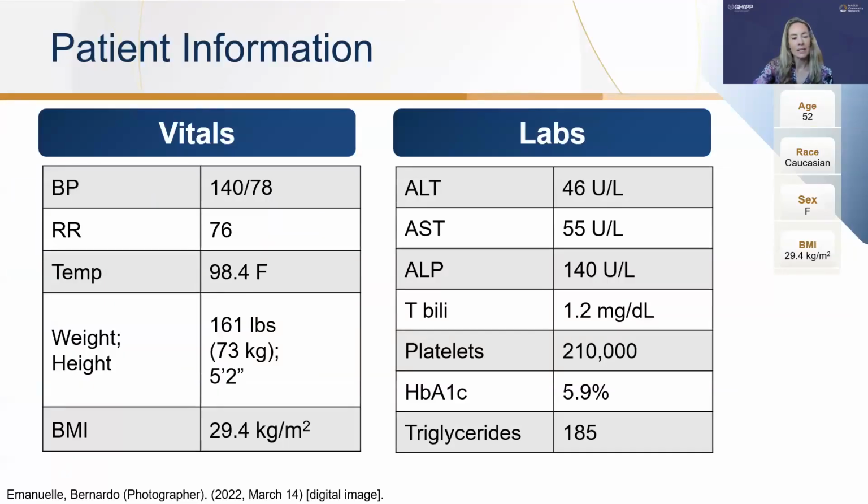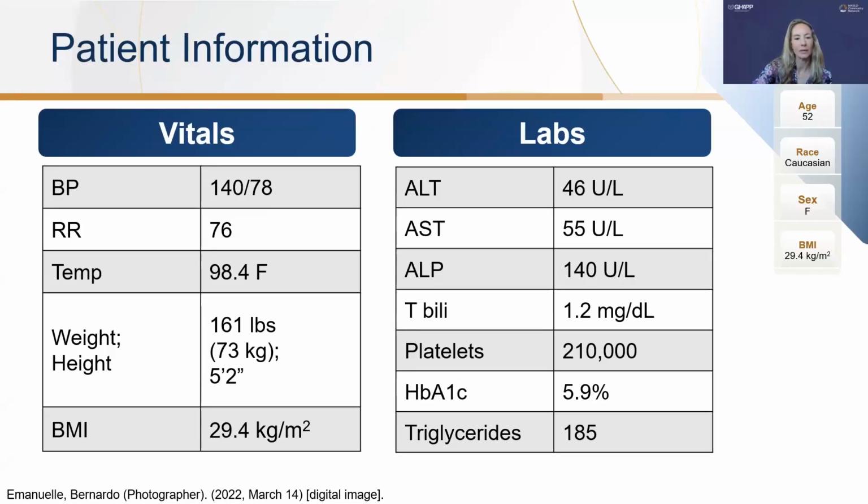All right, so diving further into her case, in terms of her vitals, you can see that her blood pressure is mildly elevated, consistent with her history of hypertension. Again, her weight and height puts her at a body mass index of 29.4, so borderline obese. In terms of her labs, her transaminases are mildly elevated. I do note here that her AST is slightly higher than her ALT.